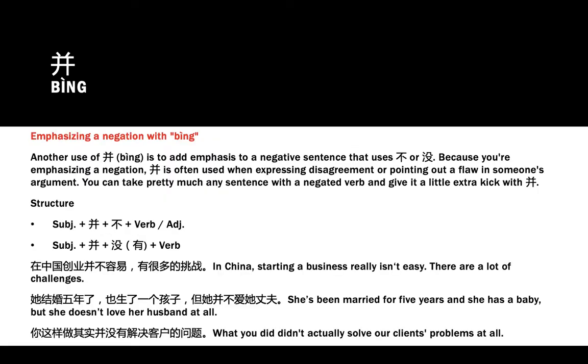And 并 can also be used to emphasize a negative sentence that uses 不 or 没. Because you are emphasizing a negation, 并 is often used when expressing disagreements or pointing out a flaw in someone's argument. You can take pretty much any sentence with a negative verb and give it a little extra kick with 并. So just put the negative feeling a little bit more when you are using 并. The structure should be subject plus 并 plus 不 plus verb or an adjective, or subject plus 并 plus 没 or 没有 plus a verb.